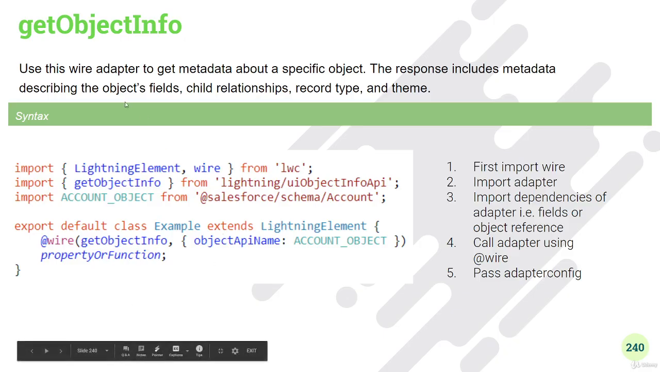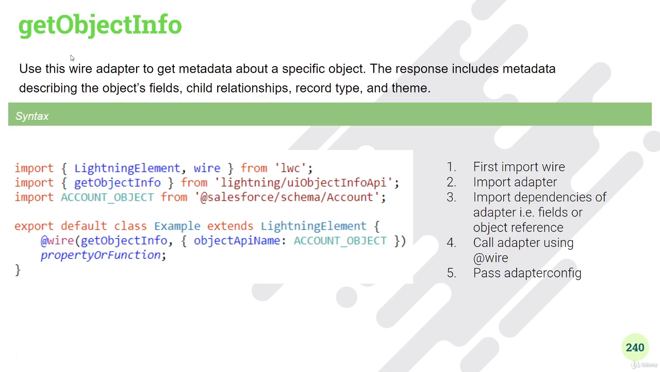Just a quick recap: we only use getObjectInfo to fetch the object's metadata, and we're going to use this adapter heavily for picklists, where we need the default record type ID. So that's it for this video. I'll see you in the next video.